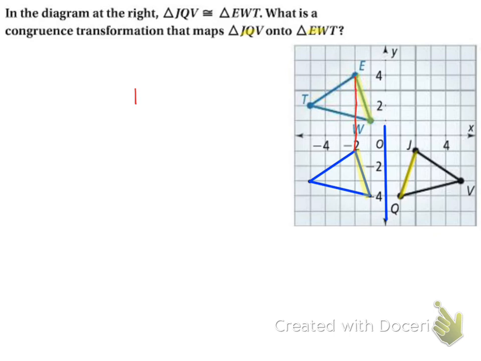So first I did a reflection over my y-axis, and then after that, I did a translation up 5, which is going to be a translation of 0, 5. My preimage, which was JQV, is equal to EWT.